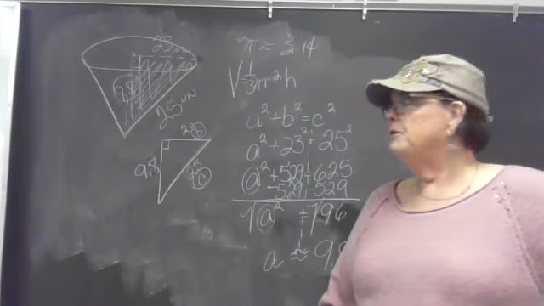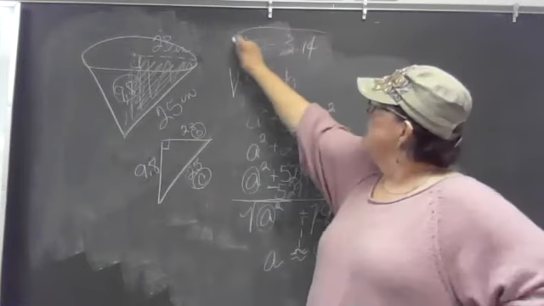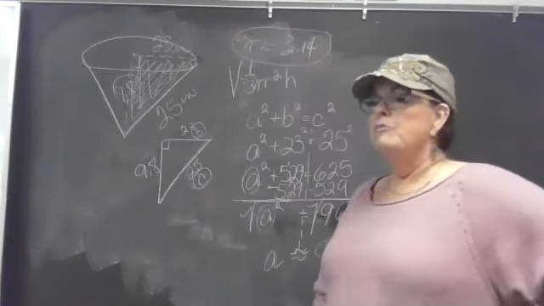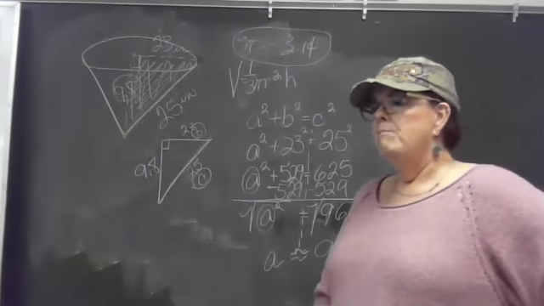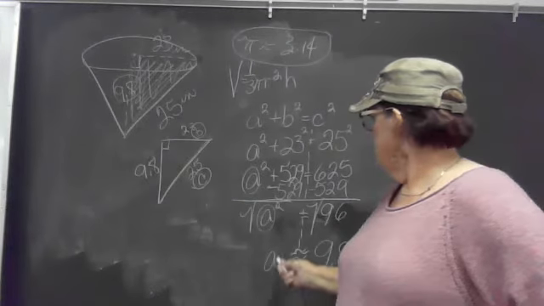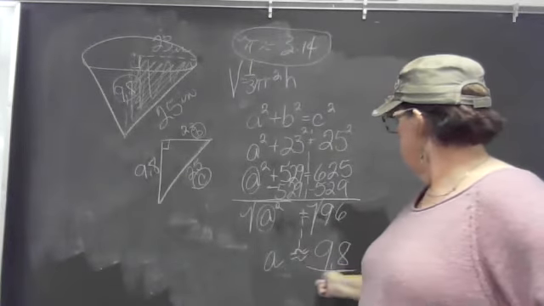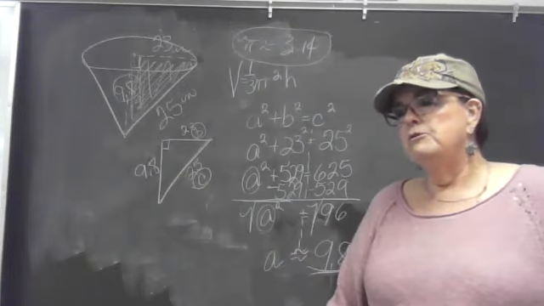I'm letting you all do this, and we're using pi. It says in the instructions to use 3.14. Is it close? It may not be the exact answer because we rounded right here. So it may be very close.